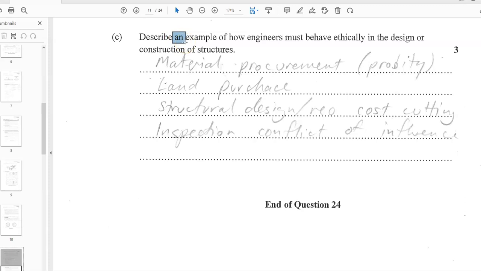If you write 3 things, this kid here who's identified 3 things, I'm giving them half a mark, maybe 1. If they do 2, you pick the best one. If they do two, you choose the best one.